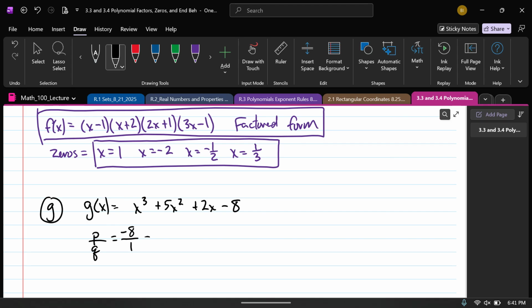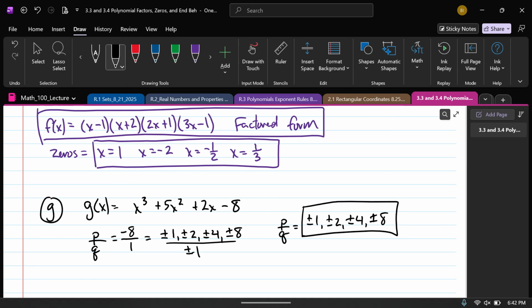So my factors of 8 are 1, 2, 4, and 8. Technically, the factors on the bottom are plus or minus 1, and that's it. So my P over Q list is just going to be the top of that: plus or minus 1, plus or minus 2, plus or minus 4, plus or minus 8. That's my P over Q list. That's my possible rational zeros, because if I divide them all by 1, they just stay the same. There isn't another number in there.